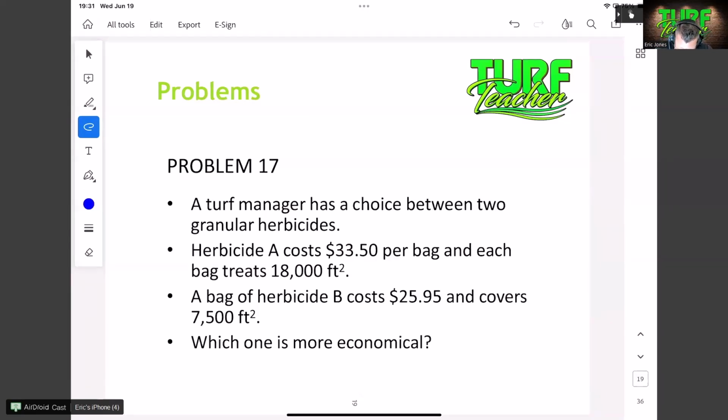I'm going to do A first. I have $33.50, 18,000. So we got basically $1.86 per 1,000.